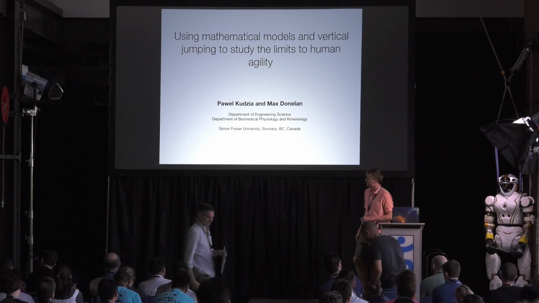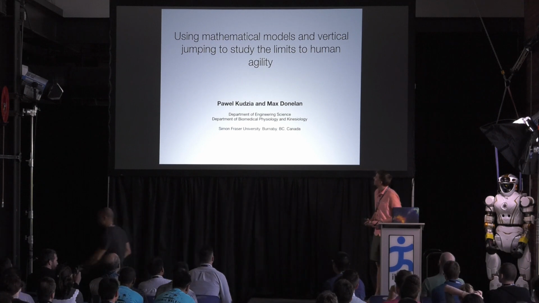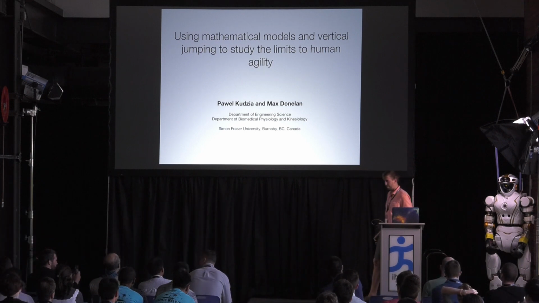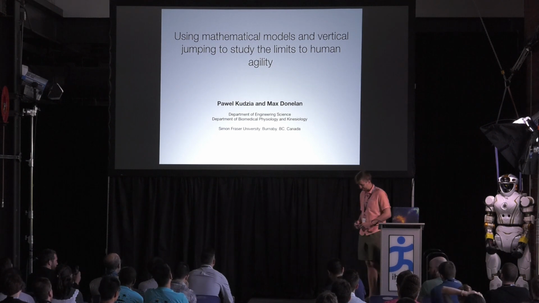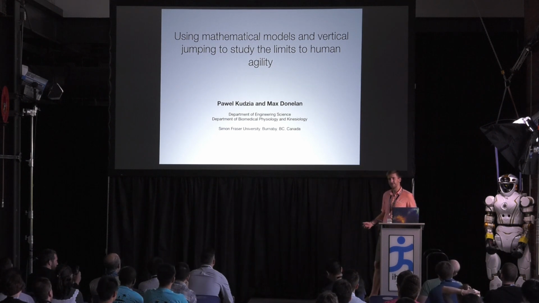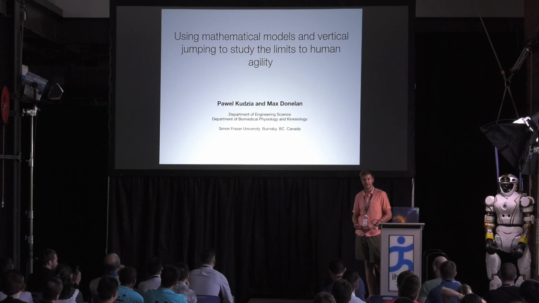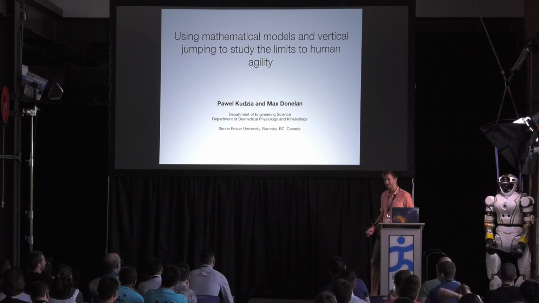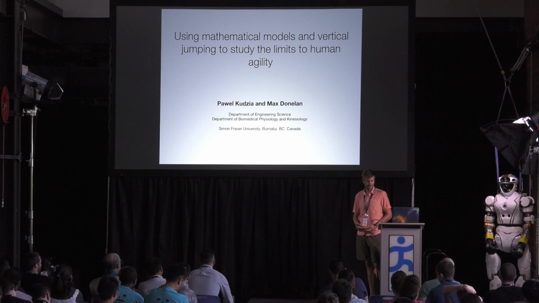Hello. So humans are remarkably agile. We move in such a way that we're really good at rapidly changing directions and repositioning our limbs. Studying agility allows us to better understand the neuromechanical mechanisms that enable it and the factors that limit it. Maximum height vertical jumping is a good entry point to study agile motion.